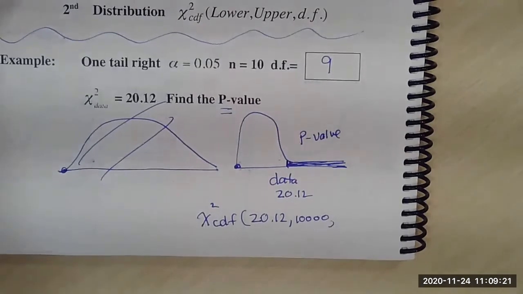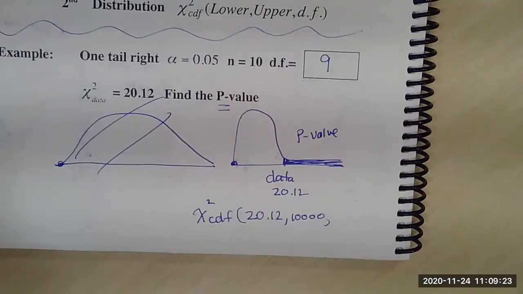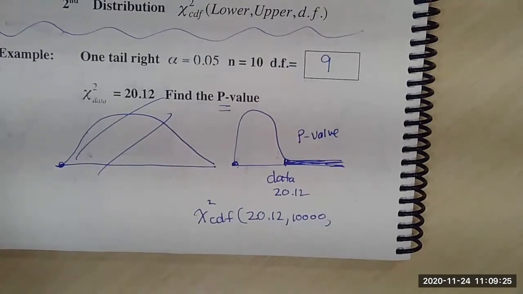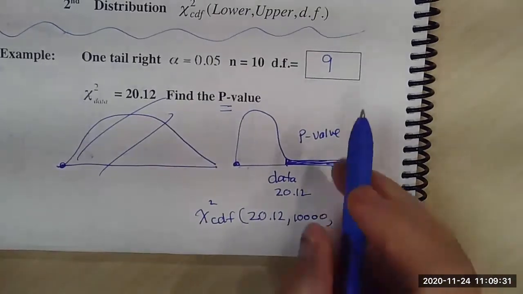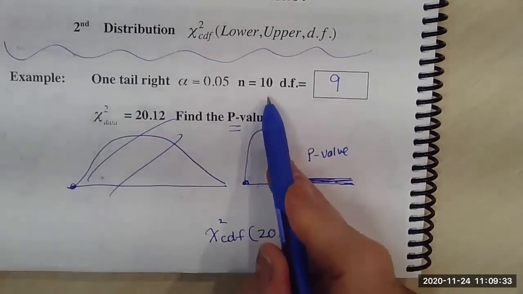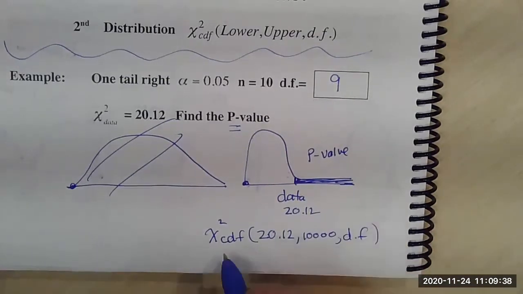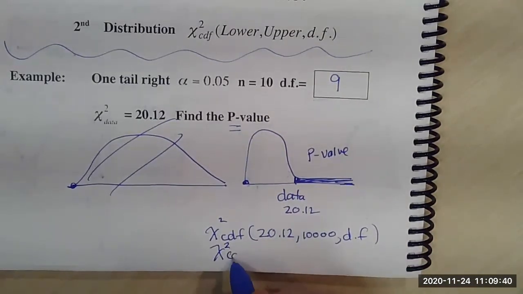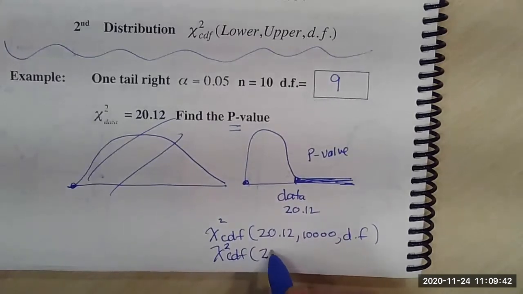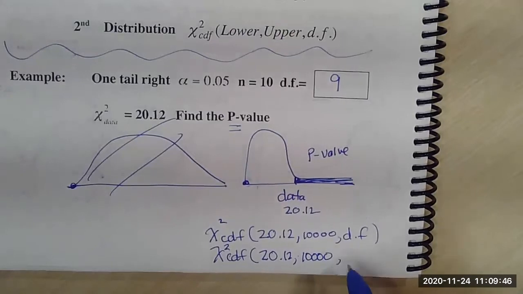So there's only 3 inputs, and there's no standard deviation. There's none of that for this. It's a left, it's a right, and the other one is degrees of freedom. It's the 9, not the 10. It's not N, it's DF. So you go chi-squared CDF 20.12, big number, comma 9, and that gives the p-value.